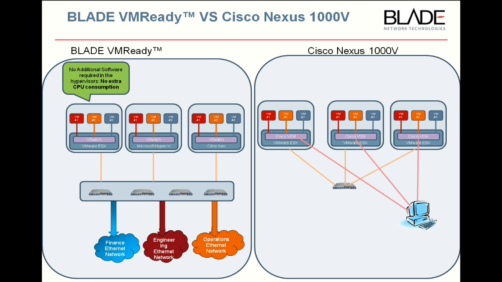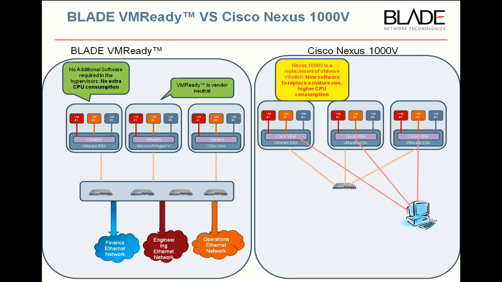The first difference to note is that we do not have any additional software to be installed on the hypervisor for VMready to work. All the software of VMready resides in our hardware switches, whereas Cisco's Nexus 1000V is a software which has to be installed on each of the hypervisors that you want to have Nexus 1000V on, which means that you have to take out the mature VMware vSwitch, put in a new one, and of course you have to also contend with the CPU being used for the vSwitch functionality.